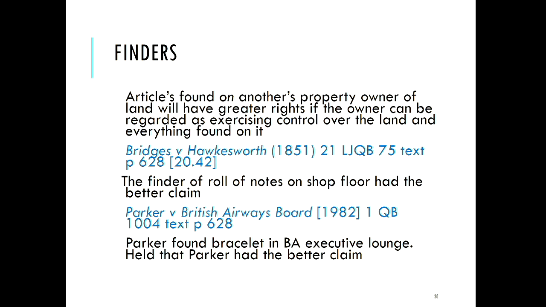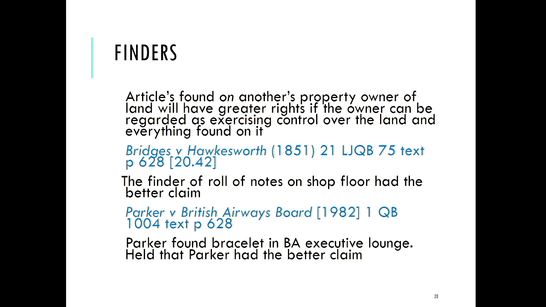The lounge is a space where people who've generally paid a lot for their ticket are waiting to catch their plane. So it's a semi-public area, although it is a private restricted space in a way. But the court said British Airways was not exercising control over this space. They didn't have evidence that someone was regularly going through the lounge to look for lost property. They didn't have a lost property box. There wasn't very regular cleaning or anything like that. But the court said if British Airways had been able to show that they were exercising control, then they would have been able to keep the bracelet.